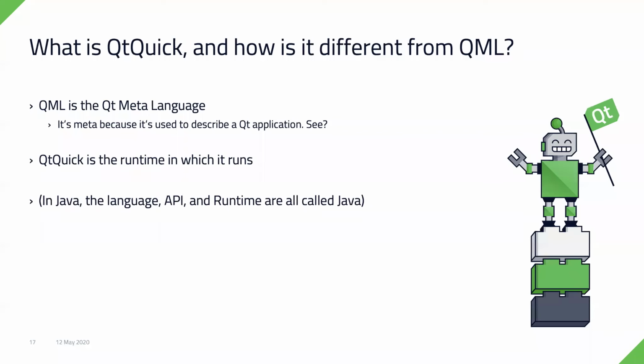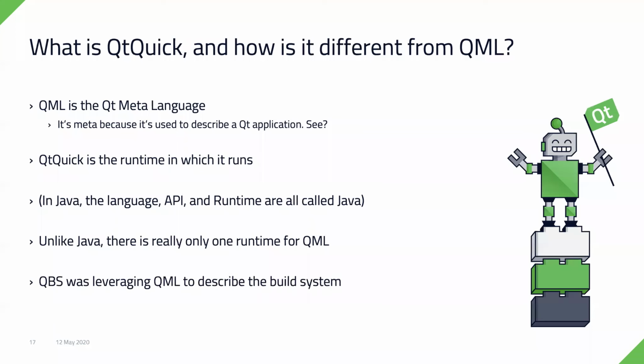If you've ever used Java, then you'll know that the language, API and runtime were, at least when it first came out, all called Java. Unlike Java, QML only has one single runtime, and that is Qt Quick. So it's entirely fair to use Qt Quick and QML interchangeably as an application description. Of course, we did have a build system called QBS, which used QML to describe the build system. That was another use of QML, but it's still around, but it's not such a priority these days.